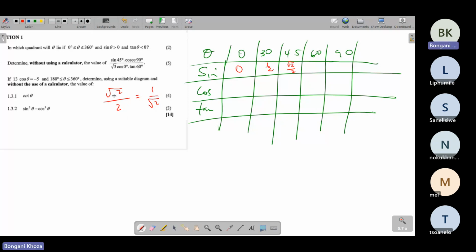To move from here to there, they use the method we called rationalizing. I think you'll explore that next year. Sine 60 is root 3 over 2, and sine 90 is 1. So those are the values for sine. For cos, you just take whatever you ended with on sine and start with it. So this will be 1, root 3 over 2, root 2 over 2, 1 over 2, and 0.